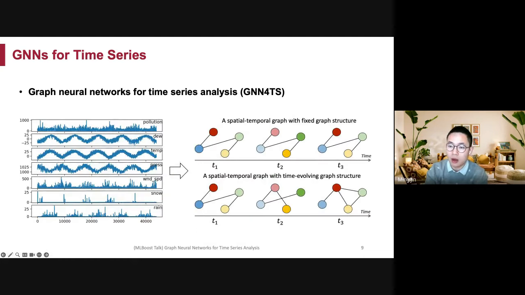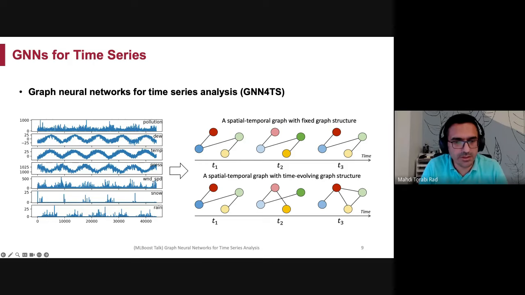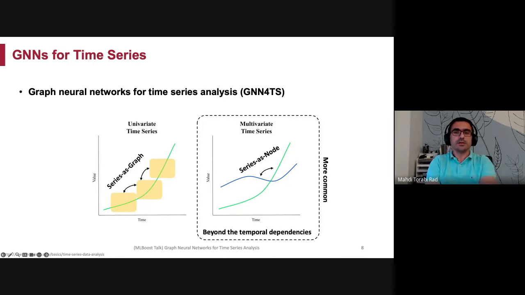Okay. So can I ask a question here? Yes, please. Can you explain one more time what is meant by series as graph? I did not quite understand how you would convert a univariate time series. How would you represent a univariate time series as a graph?